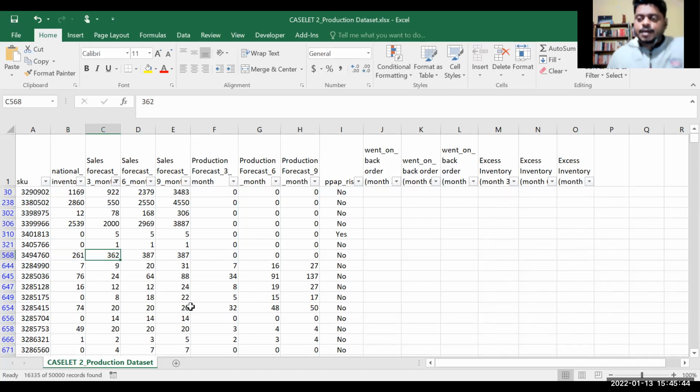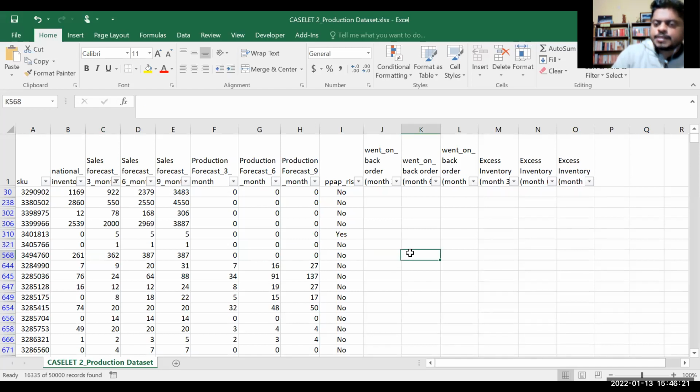What does it mean? I have only inventory of 261. So on month 3, when I look into my forecast, it is 362. Assuming all these numbers are correct, how much quantity of back order will happen in month 3? If I have an inventory of 261, then 101 went to back order on month 3, and the quantity is 101, right?